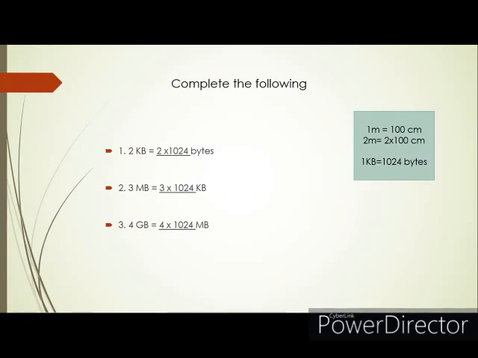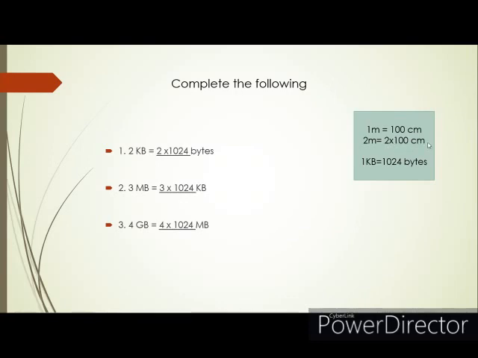So 2 KB is equal to 2 into 1000. See, we already studied this in 3rd standard. In 3rd standard, in maths, you already studied unit conversion, right? 1 meter is equivalent to what? 1 meter is equivalent to 100 centimeter. So if you want to convert 2 meter into centimeter, what we have to do? We have to multiply 2 with 100. Then we will get 200 centimeter.